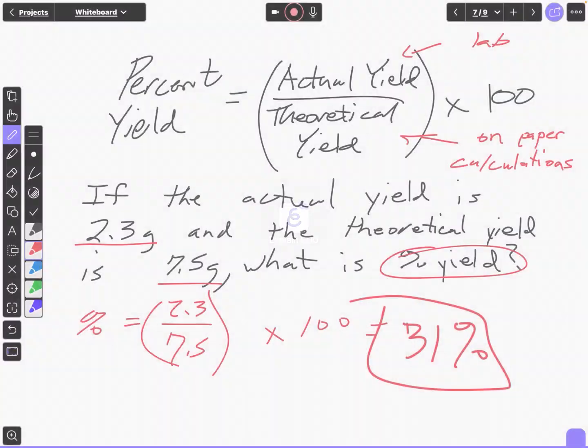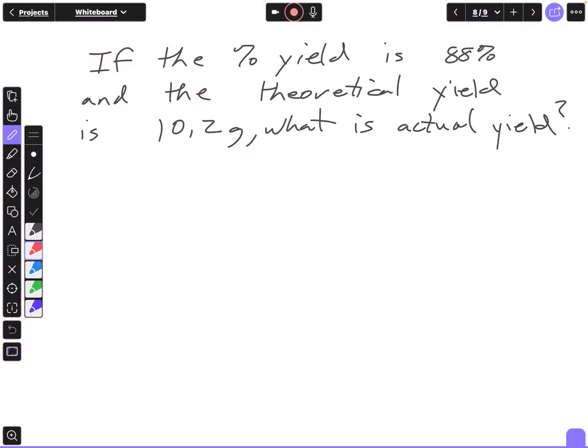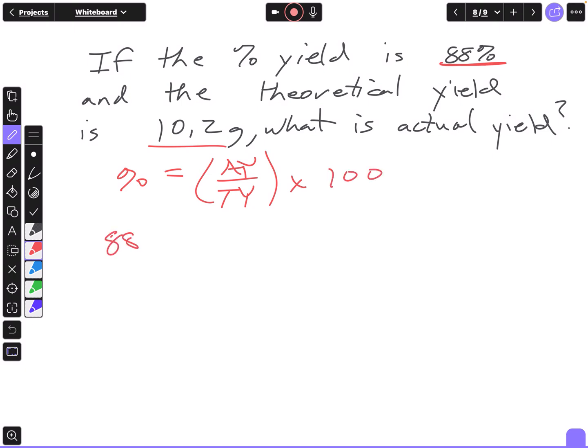So my next type of problem, percent yield, says if the percent yield is 88% and the theoretical yield is 10.2 grams, what is the actual yield? Well, I start my equation: actual yield over theoretical yield times 100. My percent was 88, which equals my actual yield, which is what I'm looking for. So I'm going to put an X in there and solve for X. X over my theoretical yield, which is 10.2 grams. My theoretical yield and actual yield need to be in grams. They don't need to be in moles.